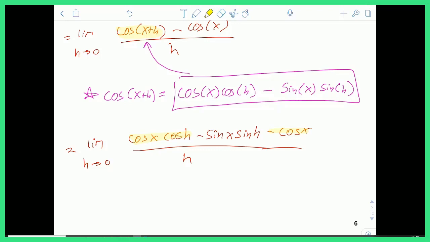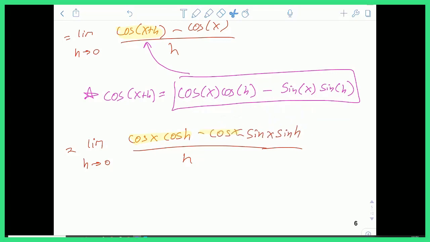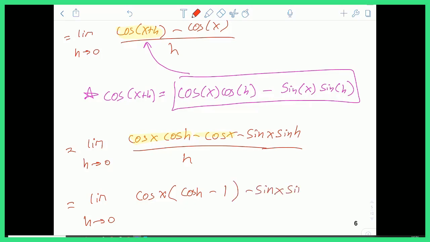So what if I were to group them together and factor it out? So why don't we take this guy, move him up for a sec, and take this, move it over to the edge, and then we'll put the negative cosine x right here. Okay? So now let's factor out a cosine x. So this is going to equal the limit as h approaches 0 of cosine x times, if I factor out a cosine x, what I'm left with is cosine h minus 1, minus sine x sine h, all divided by h.